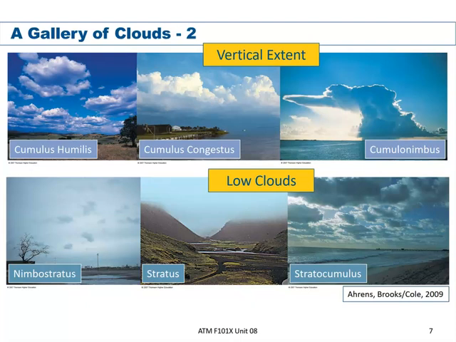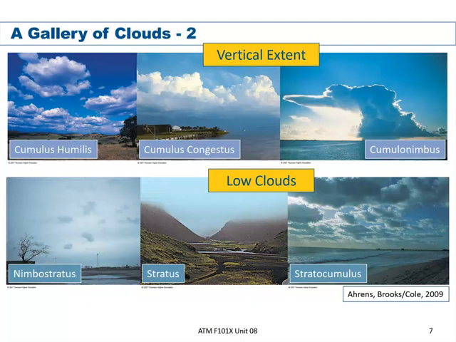A gallery of clouds showing the 5 low clouds and clouds with vertical extent. The low clouds: stratocumulus, which are low lumpy clouds appearing in rows and patches with blue sky between them. Stratus are uniform grayish clouds, and nimbostratus appear as a dark layer and are associated with rain and or snow.